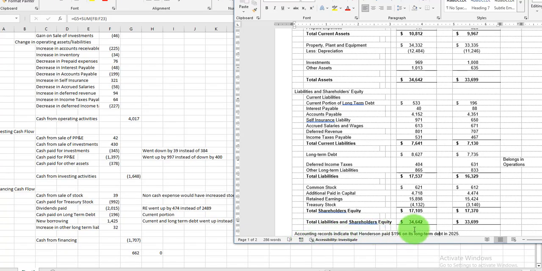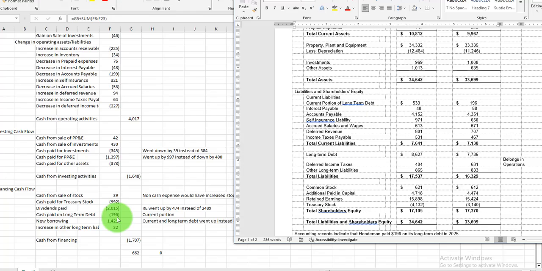We have this piece of information at the bottom. The accounting records indicate that Henderson paid $196 on its long-term debt. That makes sense because that's what they showed last year as the current portion, which is what you're going to pay in the next year. So that is consistent. But we emphasize that it did actually happen as planned at the end of 2024. So we pick that cash paid on long-term debt, 196.